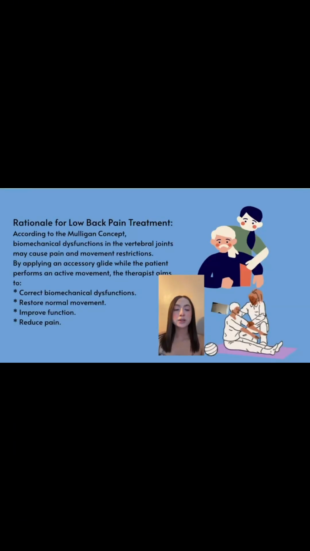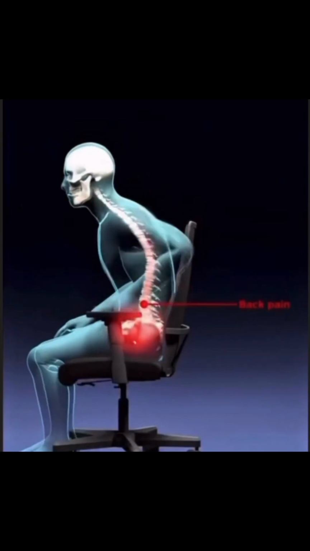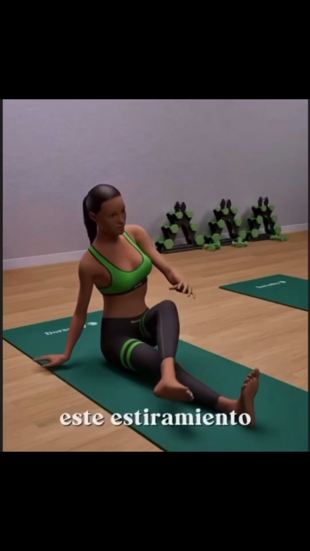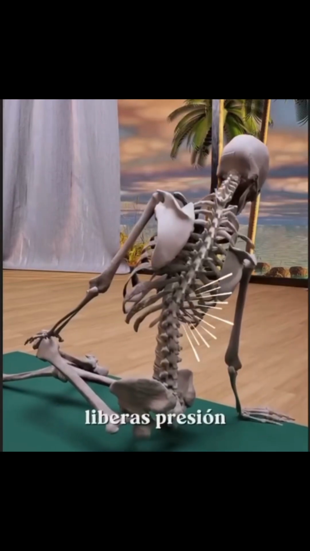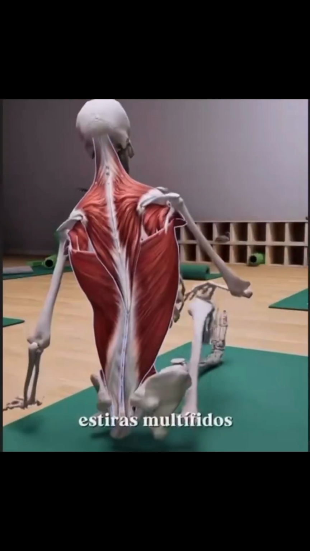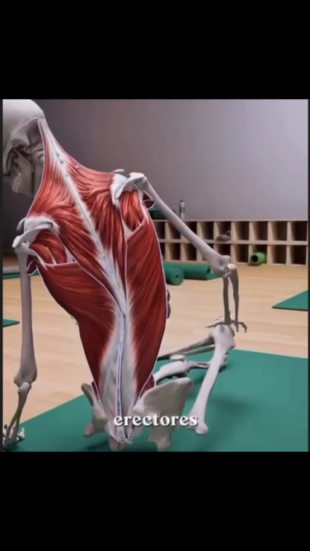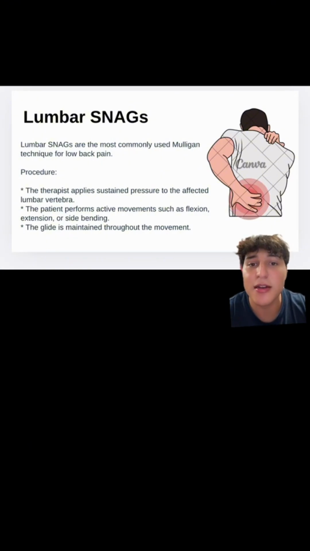Rationale for low back pain treatment. According to the Mulligan concept, the facet joints in vertebral joints may have movement restrictions. By applying an accessory glide, the patient performs an active movement. The therapist and the patient correct this, restore normal movement, improve function, and reduce pain. Lumbar SNAGs. Lumbar SNAGs are the most commonly used Mulligan technique for low back pain.